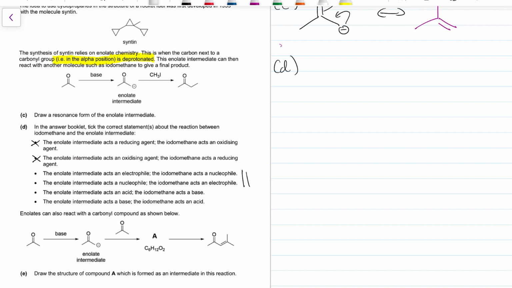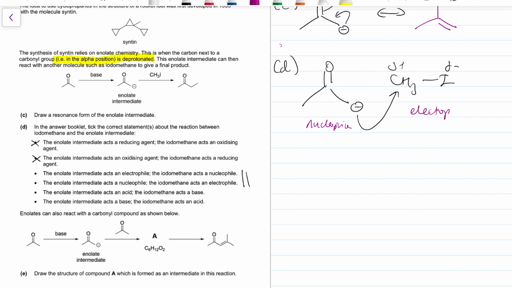Next, talking about electrophiles and nucleophiles. Well, I just drew out the mechanism for this reaction, and I hope you can agree that this is definitely donating an electron pair from a negative charge, so this is going to be a nucleophile, and this is accepting the electron pair, so this is the electrophile. So the enolate intermediate acts as a nucleophile, and the iodomethane acts as an electrophile.